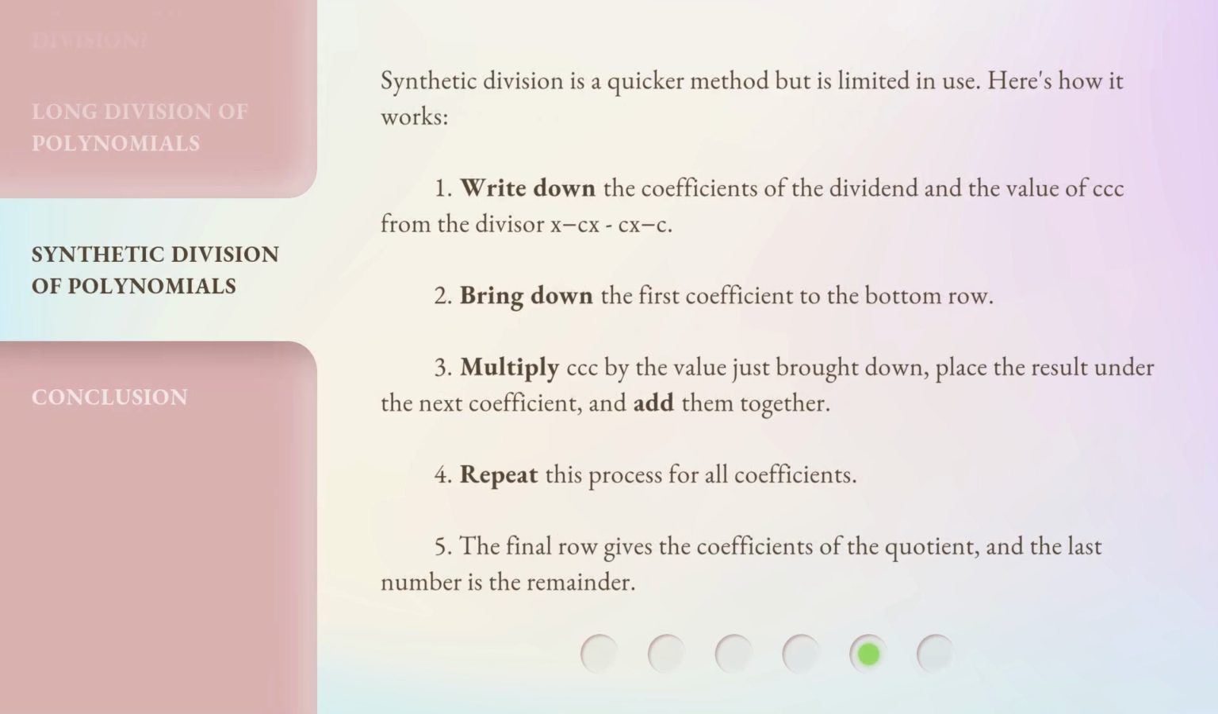Synthetic division is a quicker method but is limited in use. Here's how it works. 1. Write down the coefficients of the dividend and the value of c from the divisor x minus c. 2. Bring down the first coefficient to the bottom row. 3. Multiply c by the value just brought down, place the result under the next coefficient, and add them together. 4. Repeat this process for all coefficients. 5. The final row gives the coefficients of the quotient, and the last number is the remainder.